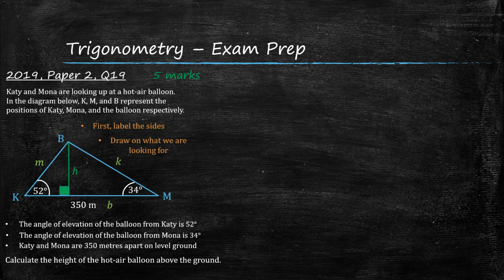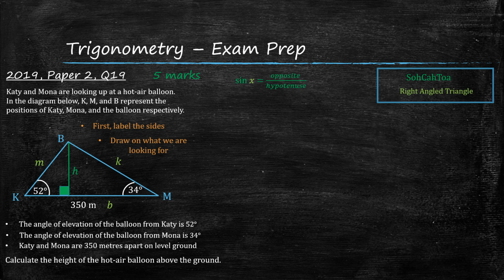Now when working with right angle triangles, we can use the trig functions, SOHCAHTOA, to work out the length of sides when we have an angle. So if we're using the angle 52 degrees, angle K, we are looking for H, which is opposite angle K, and we also may have side M, which is the hypotenuse of the right angle triangle.